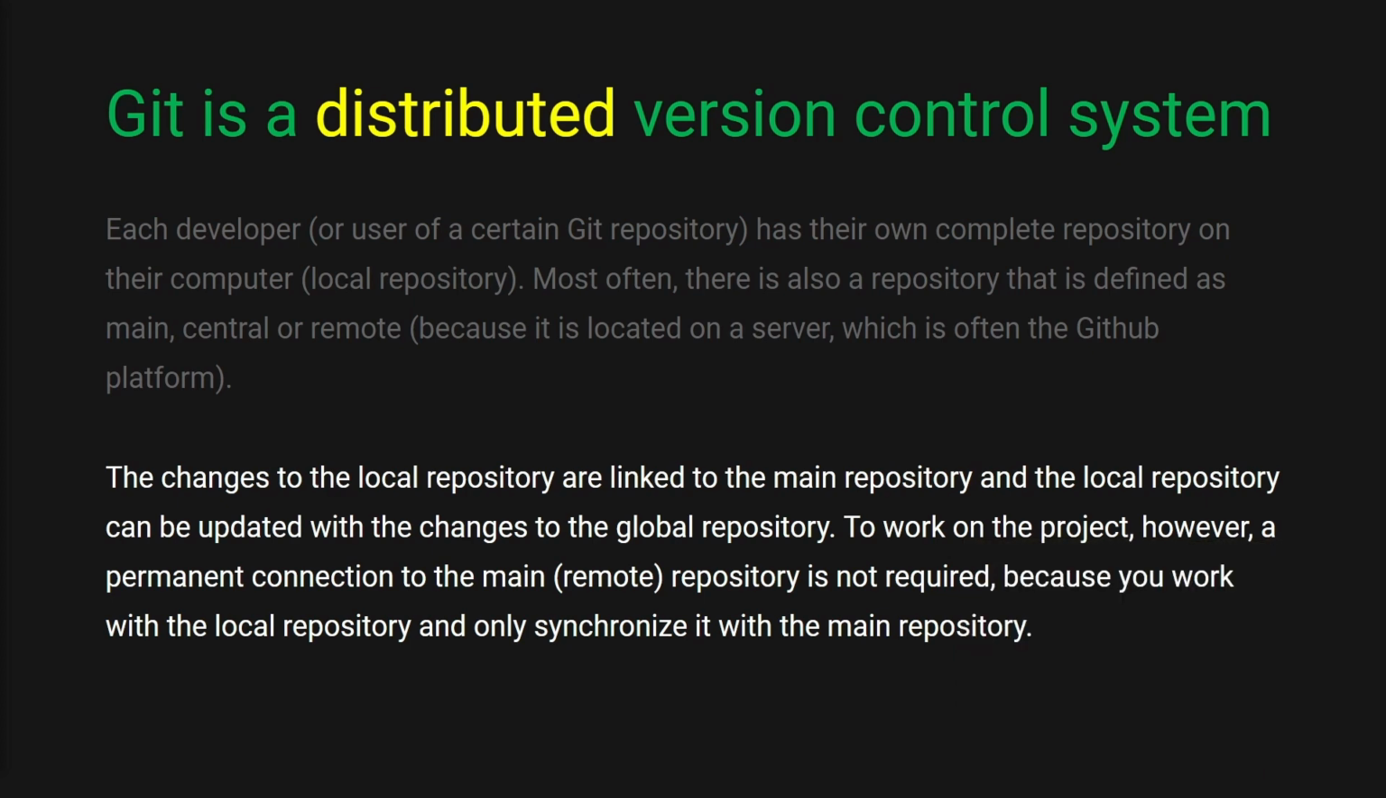To work on a project, however, a permanent connection to the main remote repository is not required, because you work with the local repository and only synchronize it with the main repository. This is what a distributed version control system is all about. We do not have one repository on which we all work and depend on. Each developer works independently on their local repository and only occasionally synchronizes it with the main remote repository.